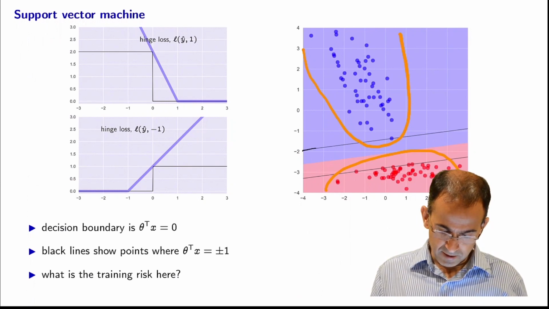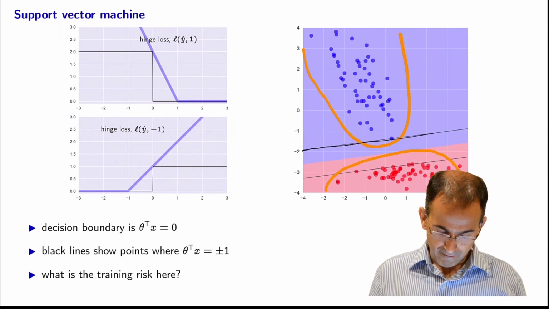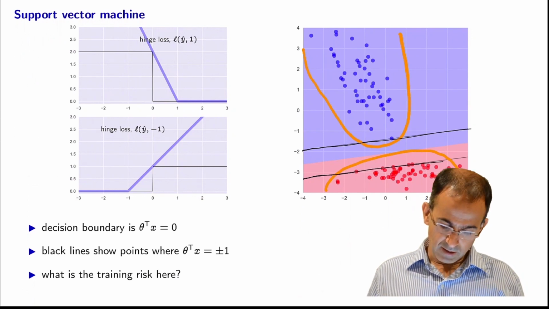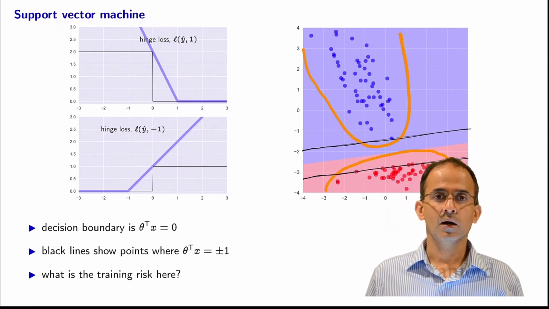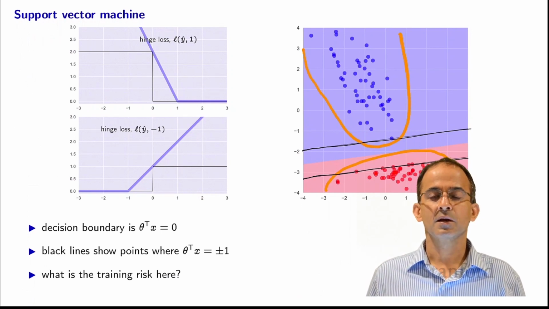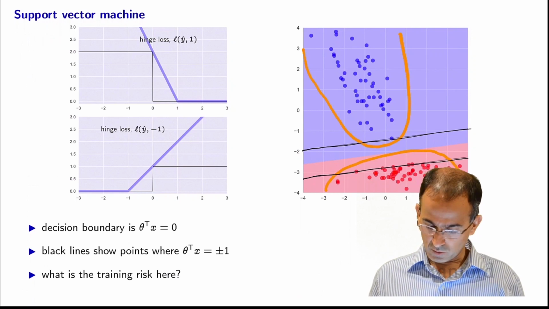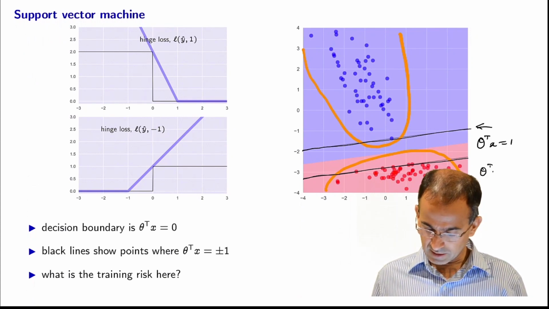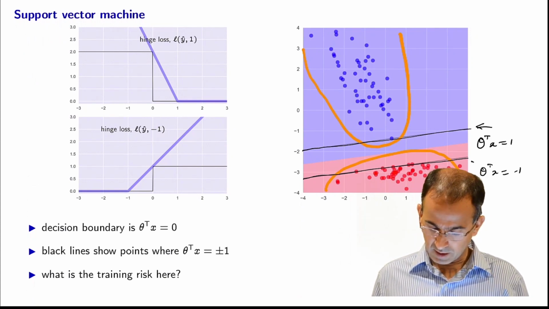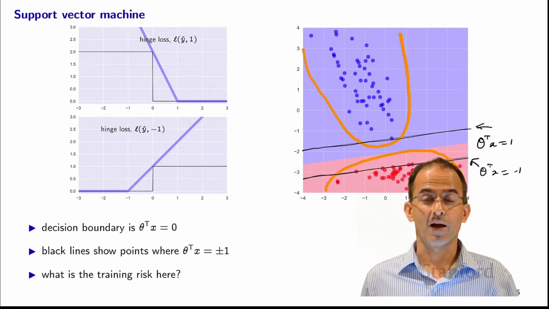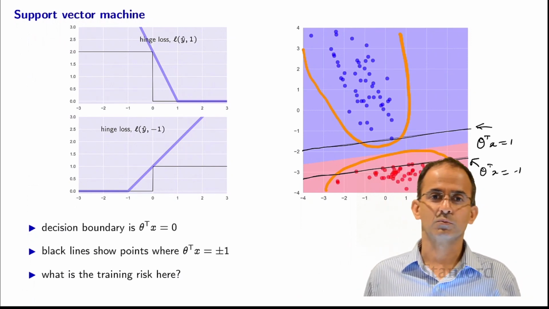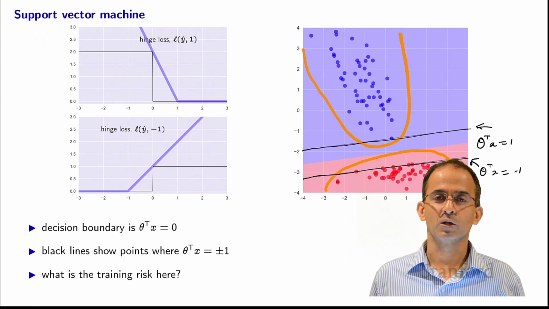That's this line and this line. And those lines are the lines in X space where theta transpose X is plus or minus 1. So theta transpose X is 1, maybe here, and theta transpose X is minus 1, maybe here. Or they may be the other way around, depending on which points are 1 and which points are minus 1.